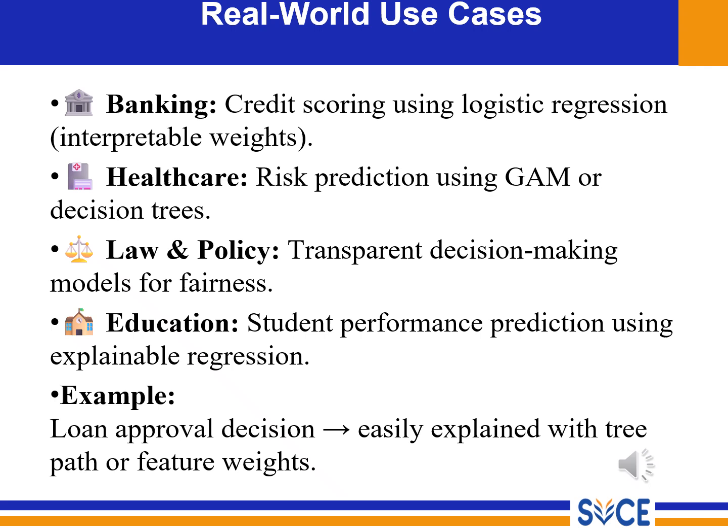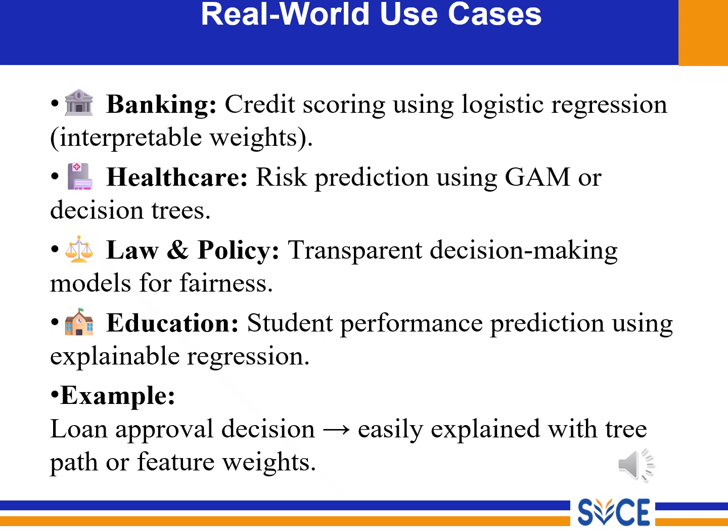Okay, now the real-time application use cases. The first important industry is banking, credit scoring using logistic regression. Healthcare, risk prediction using GAM or decision trees.